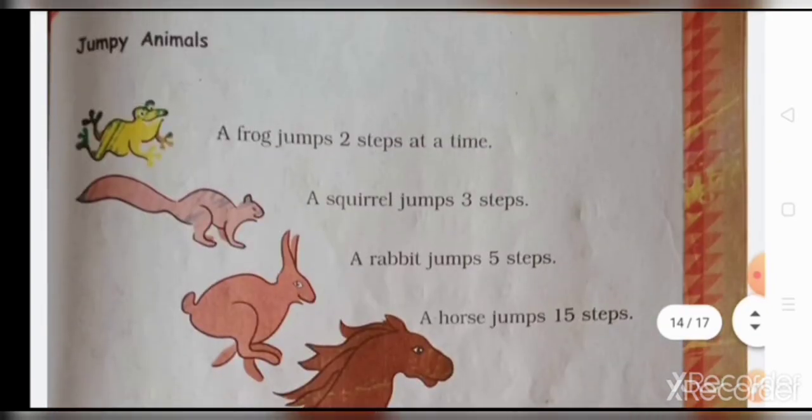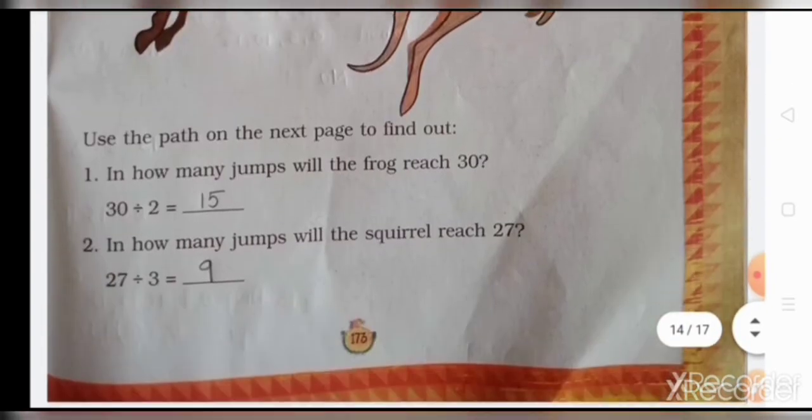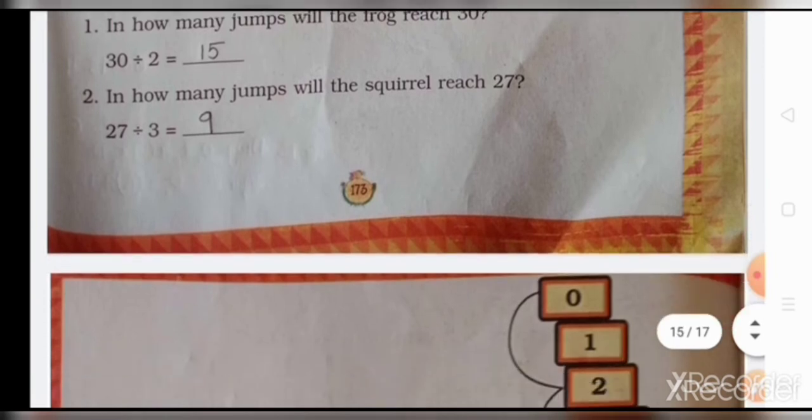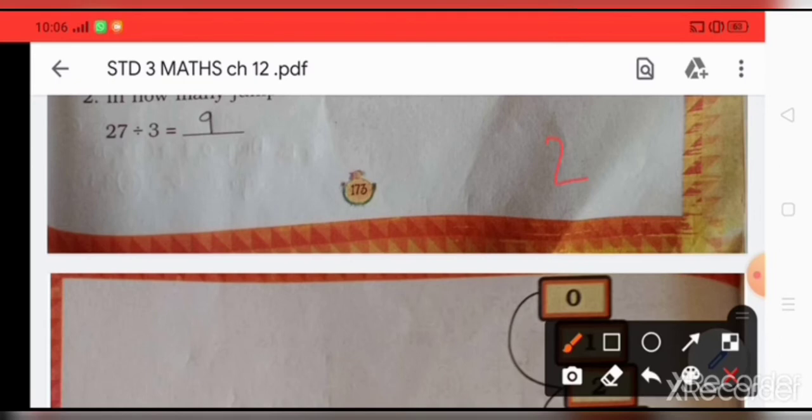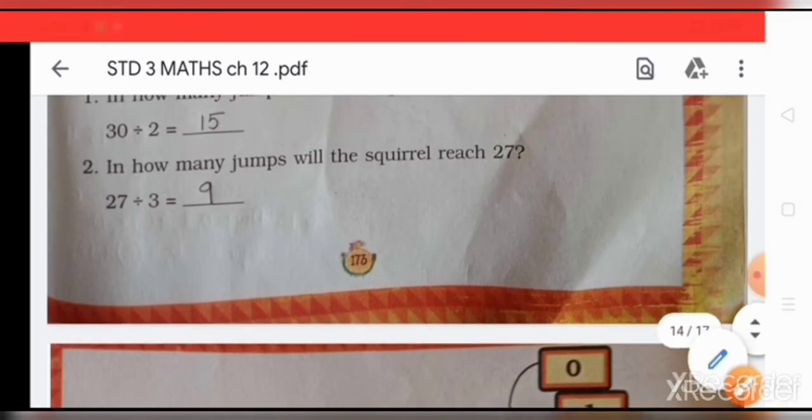In how many jumps will the squirrel reach 27? The squirrel jumps 3 steps in one time. How many steps? 3 steps. Then 27 divided by 3. In the 3 table, how many times does 27 come? 3 9s are 27. Then in how many jumps will the squirrel reach 27? 9.